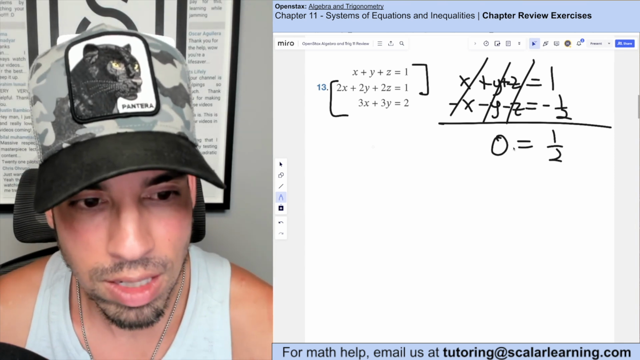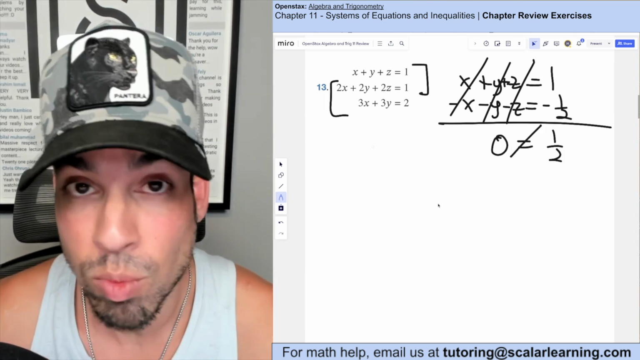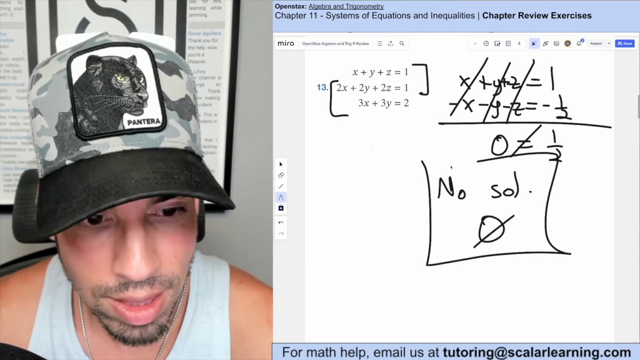We get something that is patently false, which means since 0 does not equal 1/2, we can stop right here, and we know that this is a no solution situation, and that's how you do it.